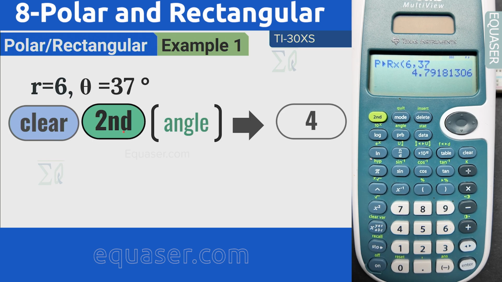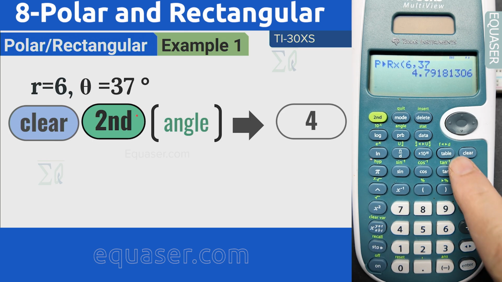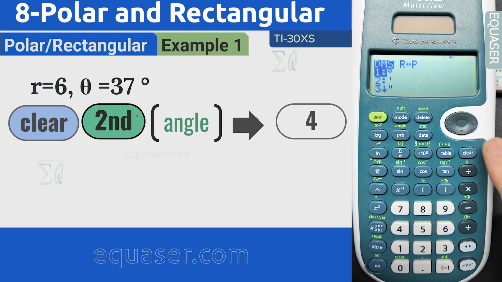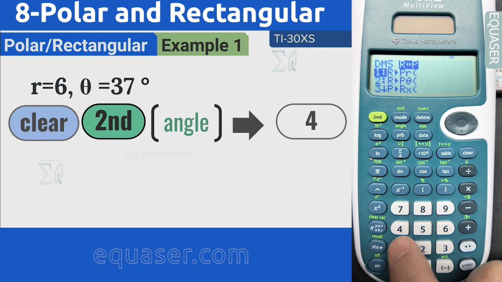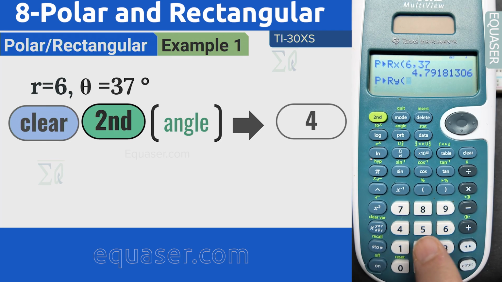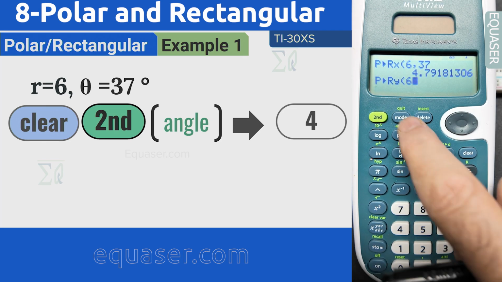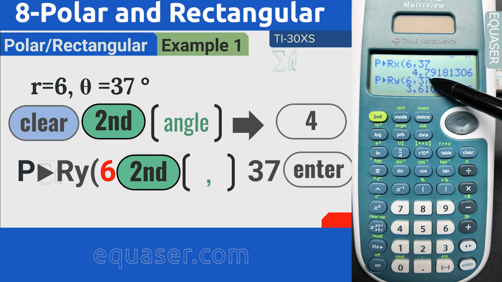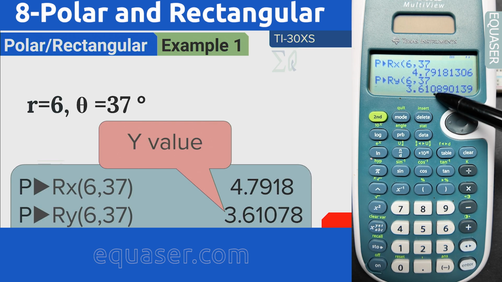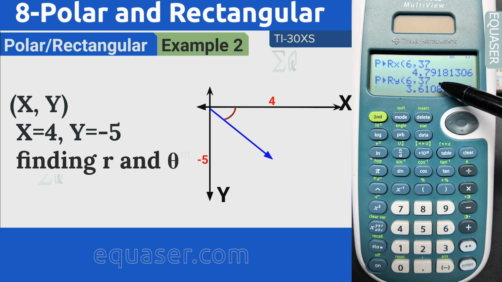Now I'm not going to press clear. Let's just continue getting the y value: second function angle, go to the right, and this time 4, which is below this. Then 6, shift, comma, 37, and then press equal. So this is our x value, and this is our y value for that plot.